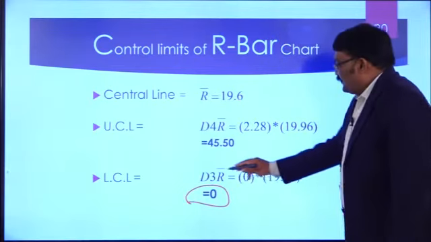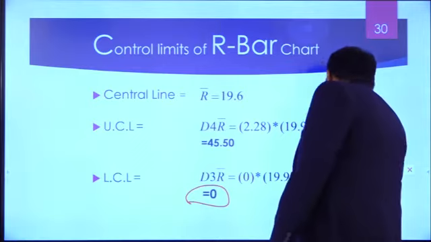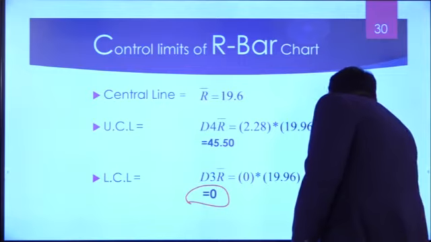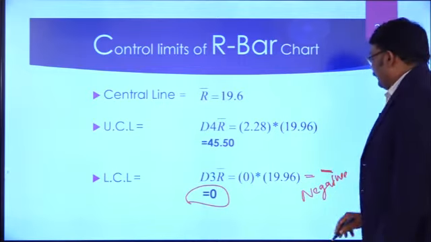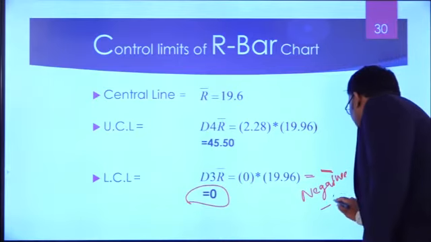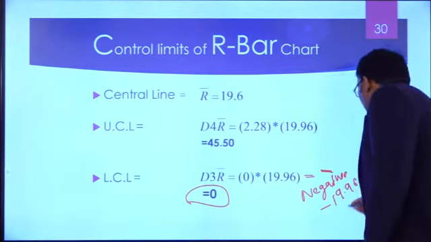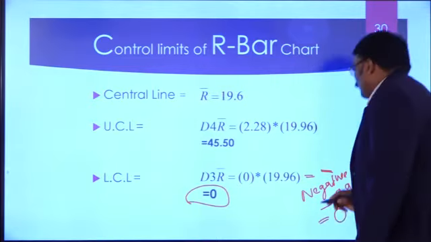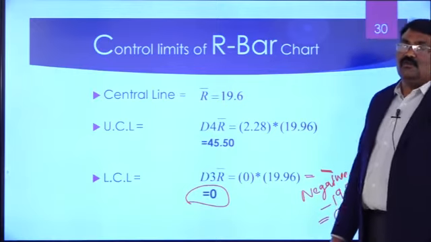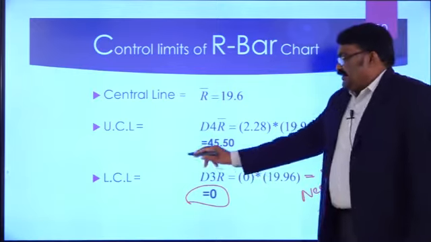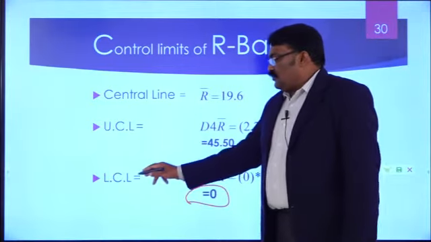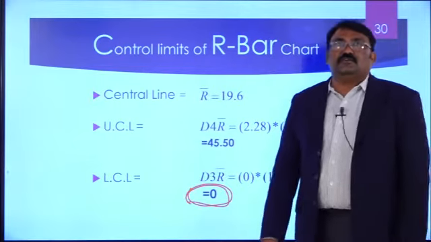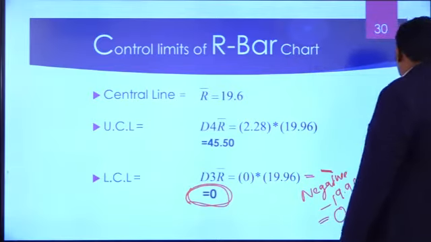That means, if this LCL value comes in negative, assume that it is negative 19.96, though it is negative 19.96, the value has to be rounded to 0. That means, at any given point of time, the control of quality can be accepted only to the 0 level, but not below the 0 level. Okay?